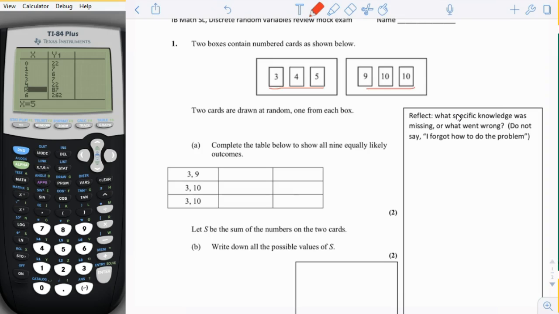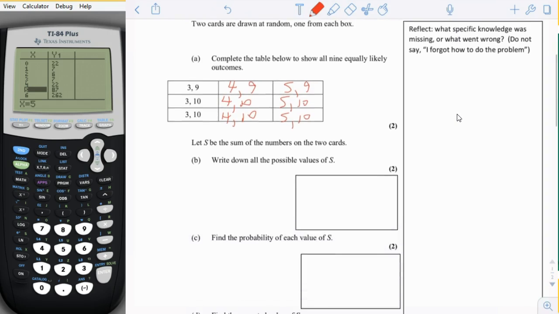So they already filled in here with 3, 9, 3, 10, and 3, 10. Why do they list 3, 10 twice? Because there's 2 different 10s, right? So each one has an equally likely possible chance. 3, 10 with this card, and also 3, 10 with this card. So we're going to follow their example. We're going to do 4, 9, 4, 10, and 4, 10. And then we're going to do 5, 9, 5, 10, and 5, 10. Repeating 10 because there's 2 10 cards in the second box.